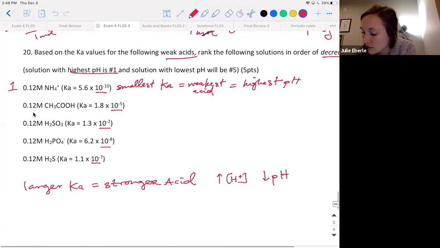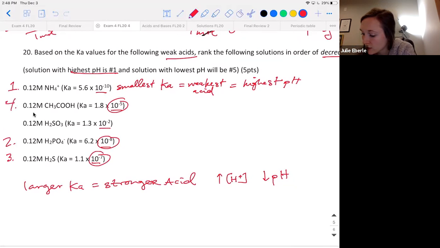This one is number 1, all right? Then as you go down, the next smallest would be 10 to the negative 8. So this would be number 2. Next smallest is 10 to the negative 7. This one's number 3. Next smallest is negative 5. This would be number 4, and then number 5. So this one would have the lowest pH because it is the strongest of the weak acids. Okay, so that's how that one should have been done.